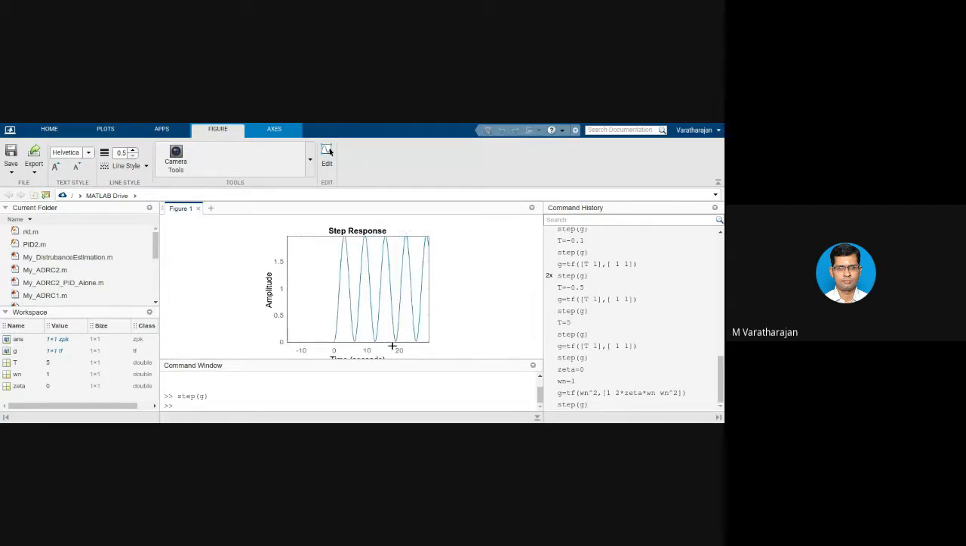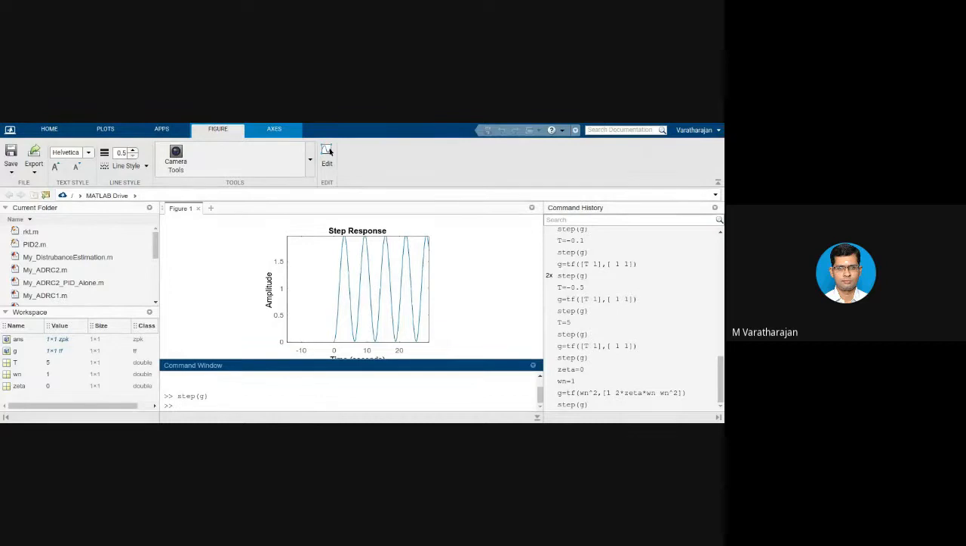System is completely oscillating. So this is the effect of damping ratio. If zeta slightly increases, the system will be underdamped. As of now, if zeta equals 0, such a system is called an undamped system. It will completely oscillate. A good example is an ideal LC tank circuit without any internal resistance.